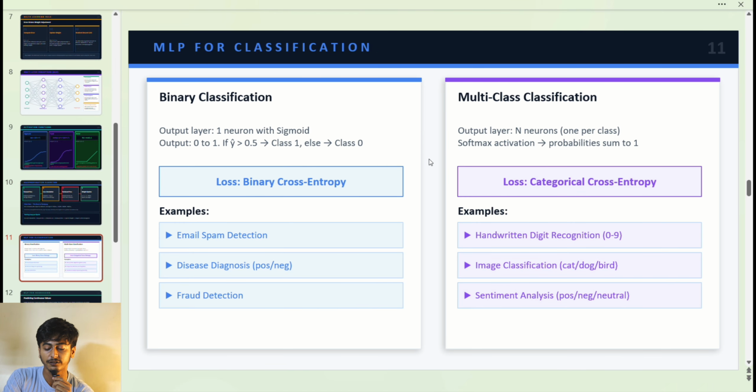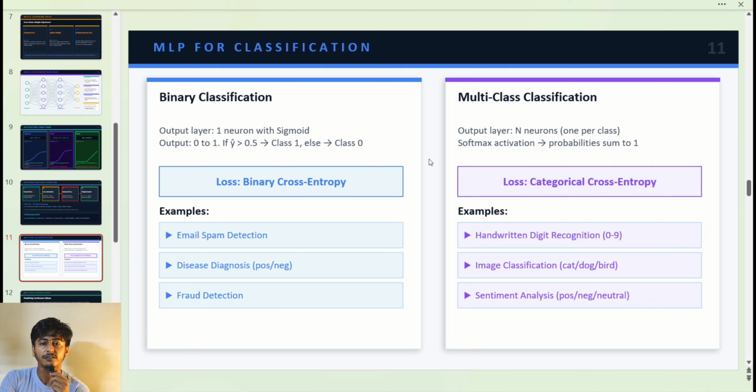So one is binary classification, the other is multi-class classification. Moving into practical application, let's discuss how multi-layer perceptrons handle classifications. We generally categorize this into two domains. First, binary classification, where the network makes an either-or decision like identifying spam or diagnosing a disease. Here we typically use a single output neuron with a sigmoid activation to get a probability.